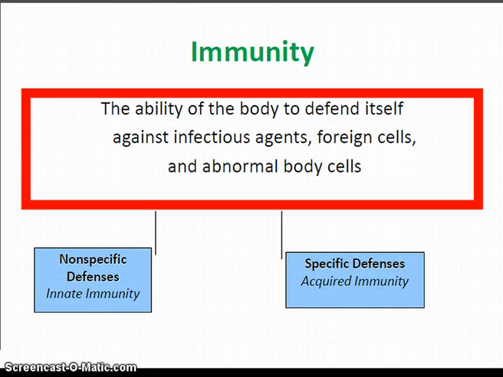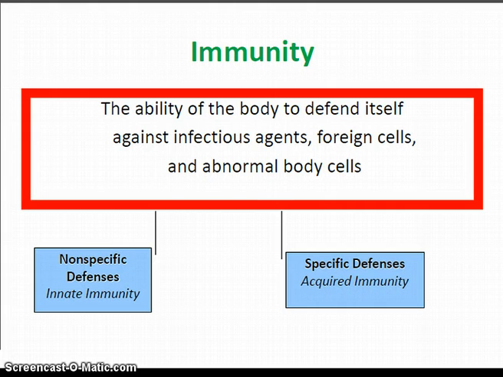All right, now I'm going to spend a little bit more time on immunity because I think this is a little bit complicated for some students. First of all, what is immunity? It is the ability of the body to defend itself against infectious agents, foreign cells, and abnormal body cells, which in some cases includes different types of cancer.